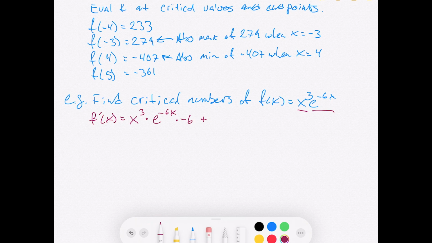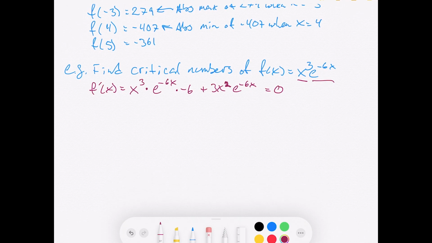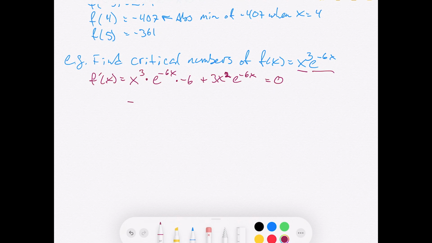Product rule says then we add. We take the derivative of the first factor, which is 3x squared, and multiply by our second factor, e to the negative 6x. And then we have the great pleasure of setting this equal to 0. I think I might rewrite this one more time just so that it's a little cleaner. So I have negative 6x to the third e to the negative 6x plus 3x squared e to the negative 6x. And we're setting that equal to 0.